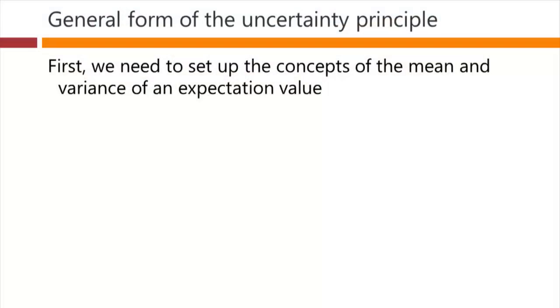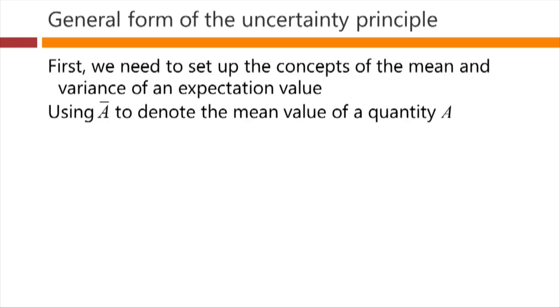We're going to be able to draw a very general conclusion here, though it will involve a rather mathematical proof. This proof is straightforward, but it itself does not offer much physical insight. However, the ultimate result here has profound and broad physical consequences. First, we need to set up the concepts of the mean and variance of an expectation value.